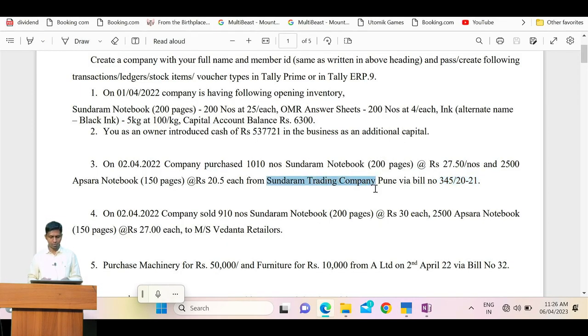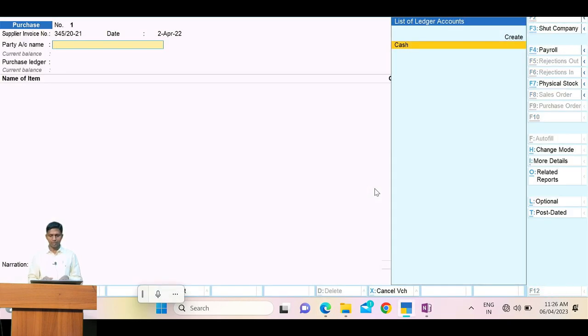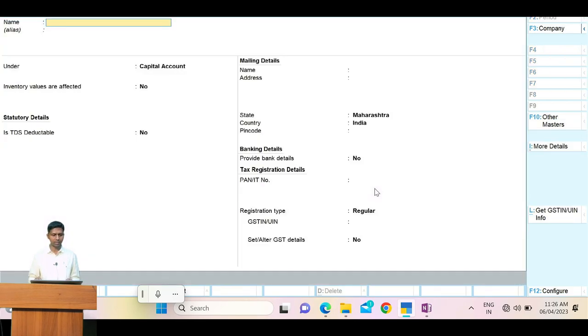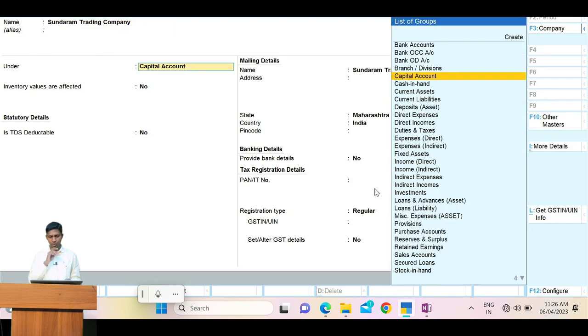This is your party. Just copy the party name. Try to paste it or type it. You cannot, because that party is not there in Tally. In master, that is not there. Generally, they create that. How to create, you know, just select that create option or Alt C. After selecting, Control V to paste it.